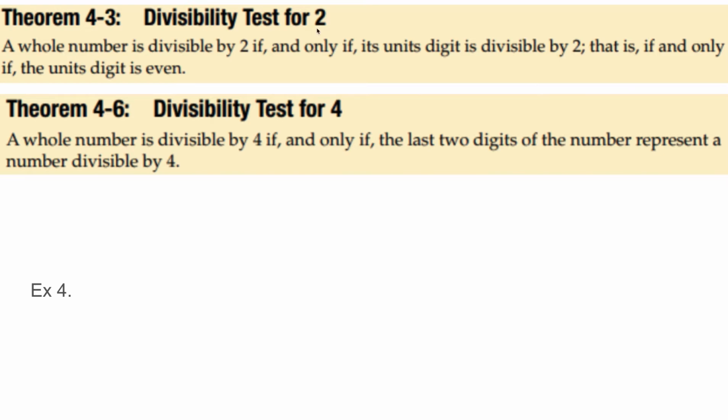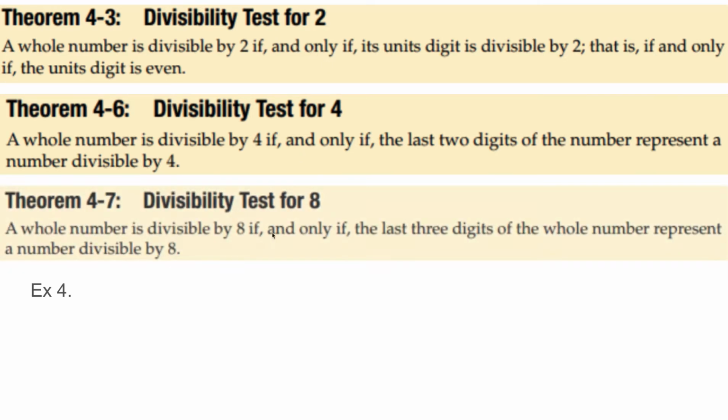Then you can extend that to the divisibility test for 8. So 2, 4, 8. For 8, you need to look at 3 digits from the right-hand side, the units, tens, and hundreds together. By looking at that, if it is divisible by 8, you can say the whole number is divisible by 8.